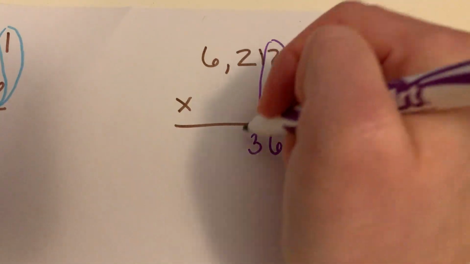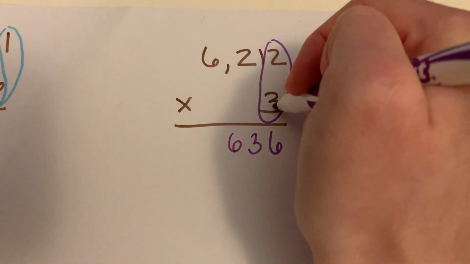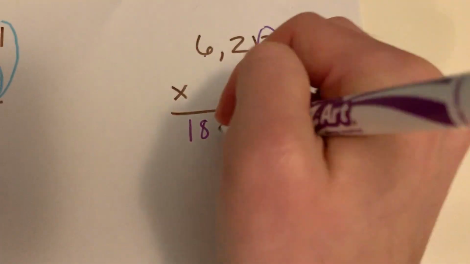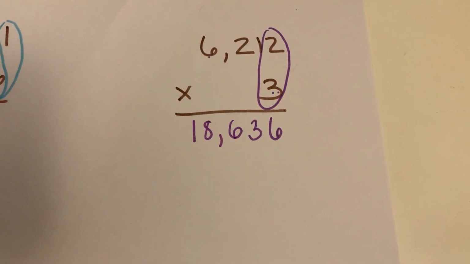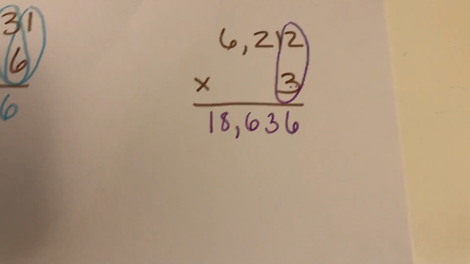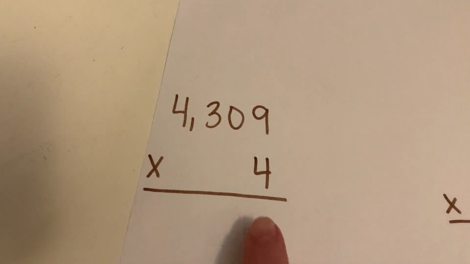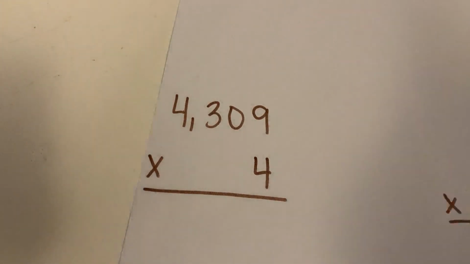3 times 2, which gives me 6. And 3 times 6, which gives me 18. And I have 18,636. The last problem that I want to have you practice is 4,309 times 4.